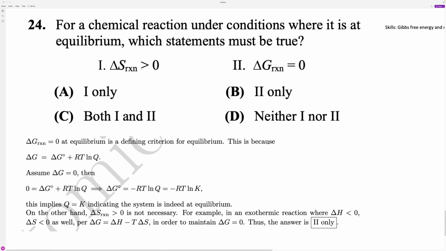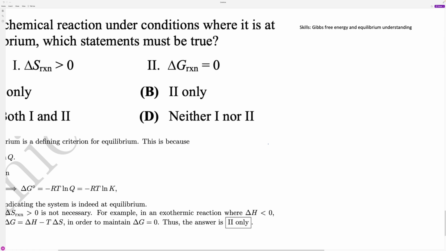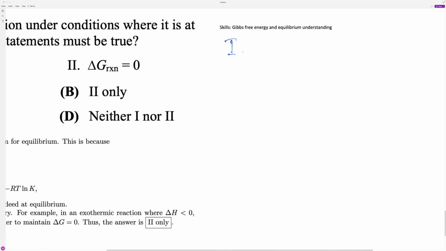Question 24 is asking for a reaction under conditions where it's at equilibrium. Which of the following two statements must be true? Let's go through them statement by statement. The first statement is saying that the delta S of the reaction must be greater than 0.